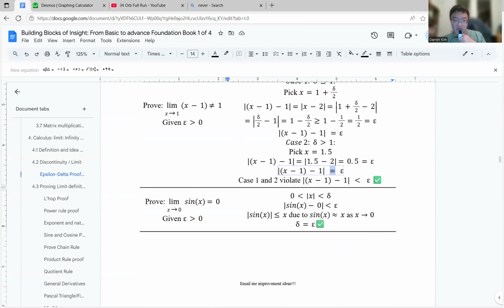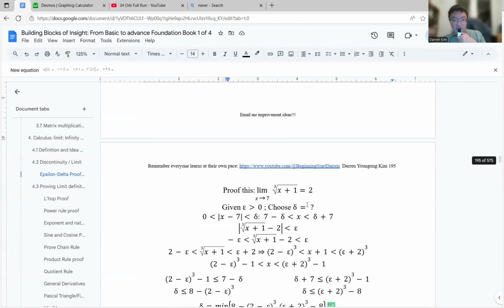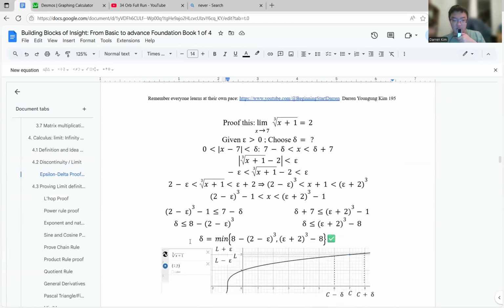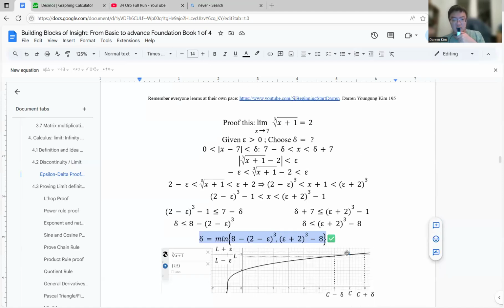Anyways, there's another case over here where I show that epsilon equals delta. Yeah, that's fine because it's less than, it's fine. Over here, we do another painful question, but you finally get delta less than, and then you realize this is where's the C at? C is a 7, and I forgot why this works.